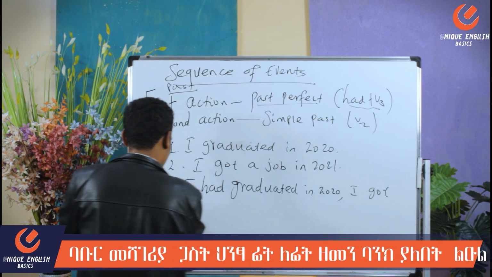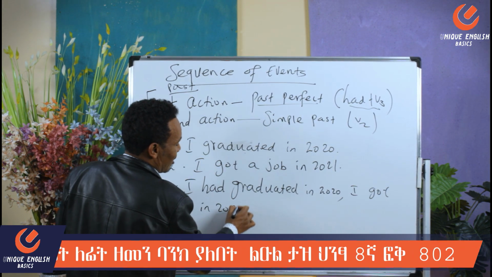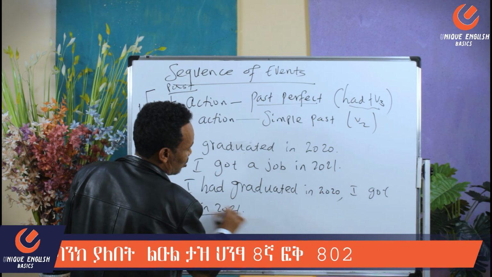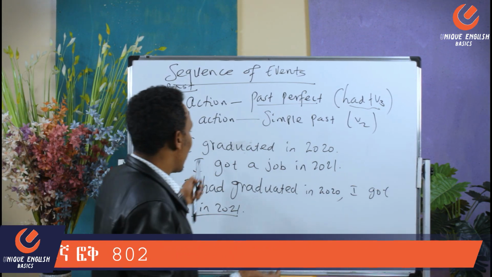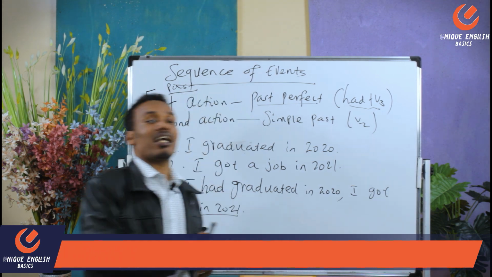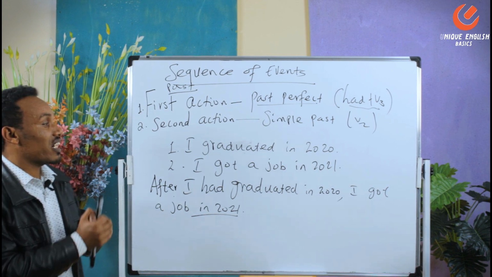I got a job in 2021. You can remove these years. Am I clear? So you can say, after I had graduated, I got a job, simply. Do you understand me? Yeah. After I had graduated, I got a job.